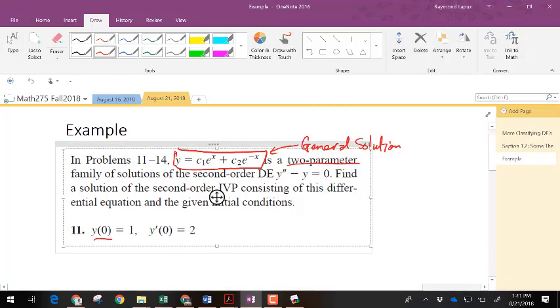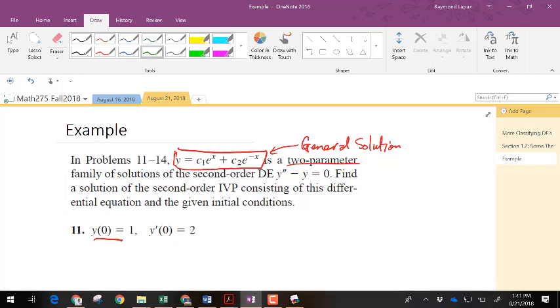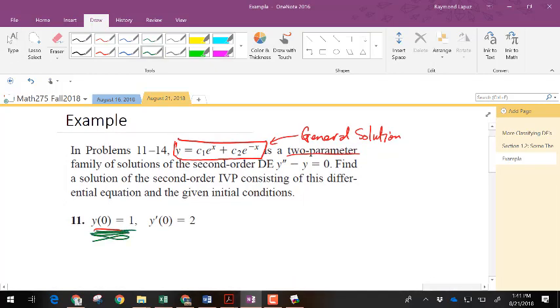So I know that the function itself here, this is y. When I put 0 in there, I need to get 1, right? So y of 0 is equal to c1 e to the 0 plus c2 e to the negative 0 is equal to 1. So that's c1 plus c2 is equal to 1, right?